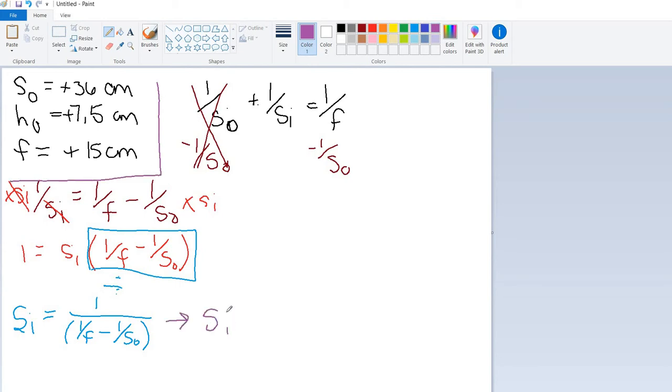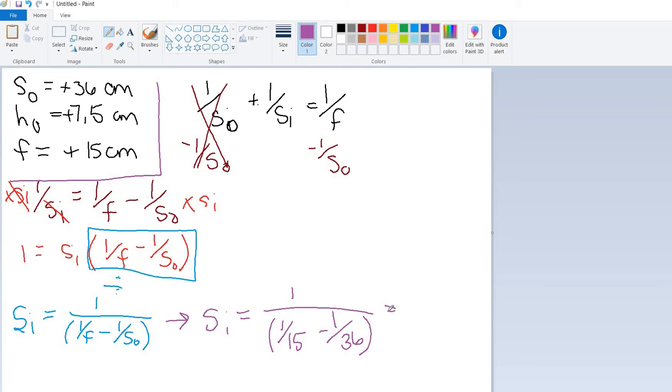So I have the image distance is equal to 1 over 15 centimeters, which is positive, minus 1 over the object distance, which is also positive, or 1 over 36. Now when you mathematically go through this, you can take 1 divided by 15 and then subtract the answer of 1 divided by 36. It's entirely up to you.